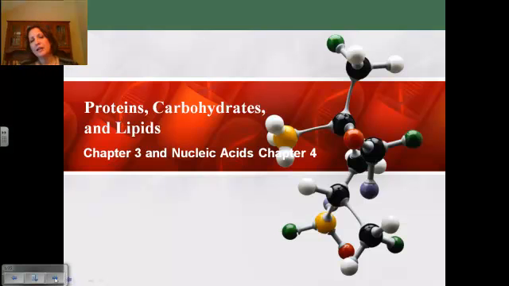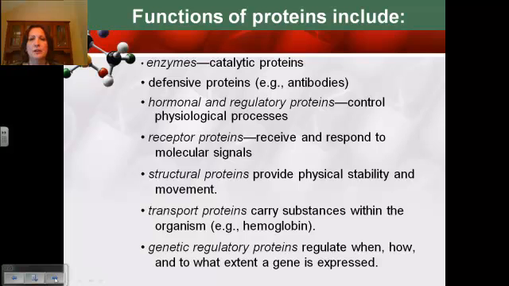Okay, the next two lectures are going to be on the biomolecules. This lecture will be on proteins, and the lecture after that will be on carbohydrates, lipids, and nucleic acids. So here's a list of all of the functions of proteins, and I don't want you to memorize this list, but what I want you to understand is that proteins are very diverse molecules and that they're very important in the functionality of your body.